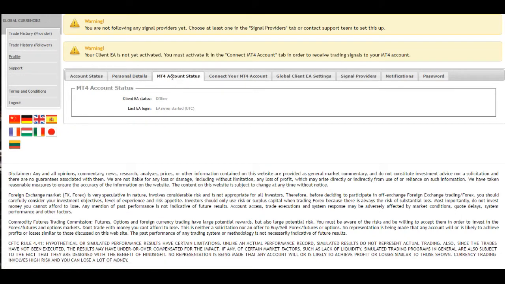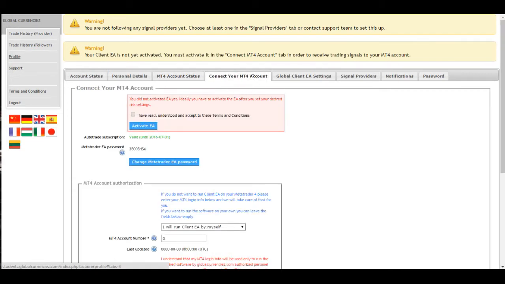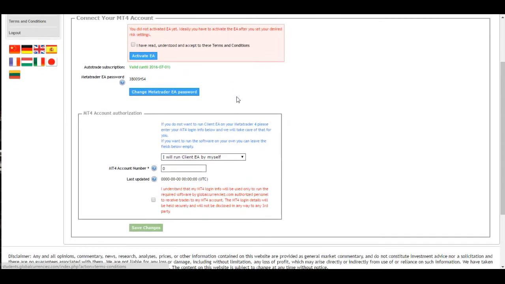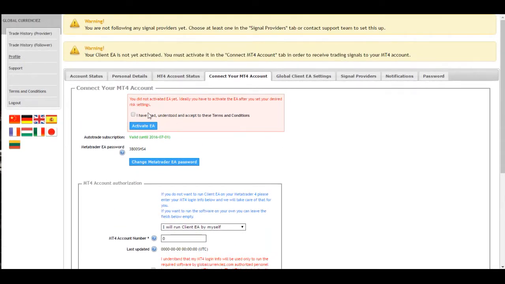All right, MT4 account status. This lets me know that my EA is offline and I haven't started it yet, but that's okay. Connect your MT4 account. All right, this is important. All right, so you have to agree to the terms. And activating your EA before it's on your chart is going to save you a huge headache. So we're going to go ahead and activate that now. Would I like to continue? Yes.